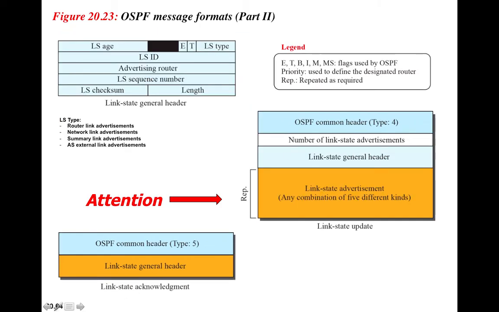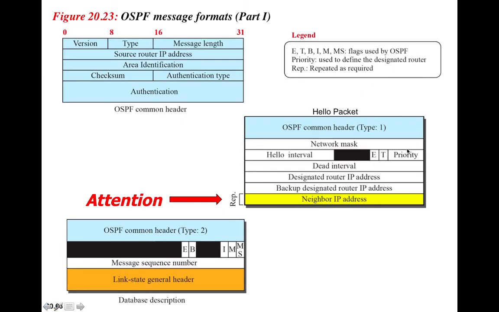You have priority. If the priority is set higher in here, it means that the router is a designated router. Okay, so this router is a designated router. And then you have a dead interval, which means how long do you wait for an update from another router before assuming that the router is down.